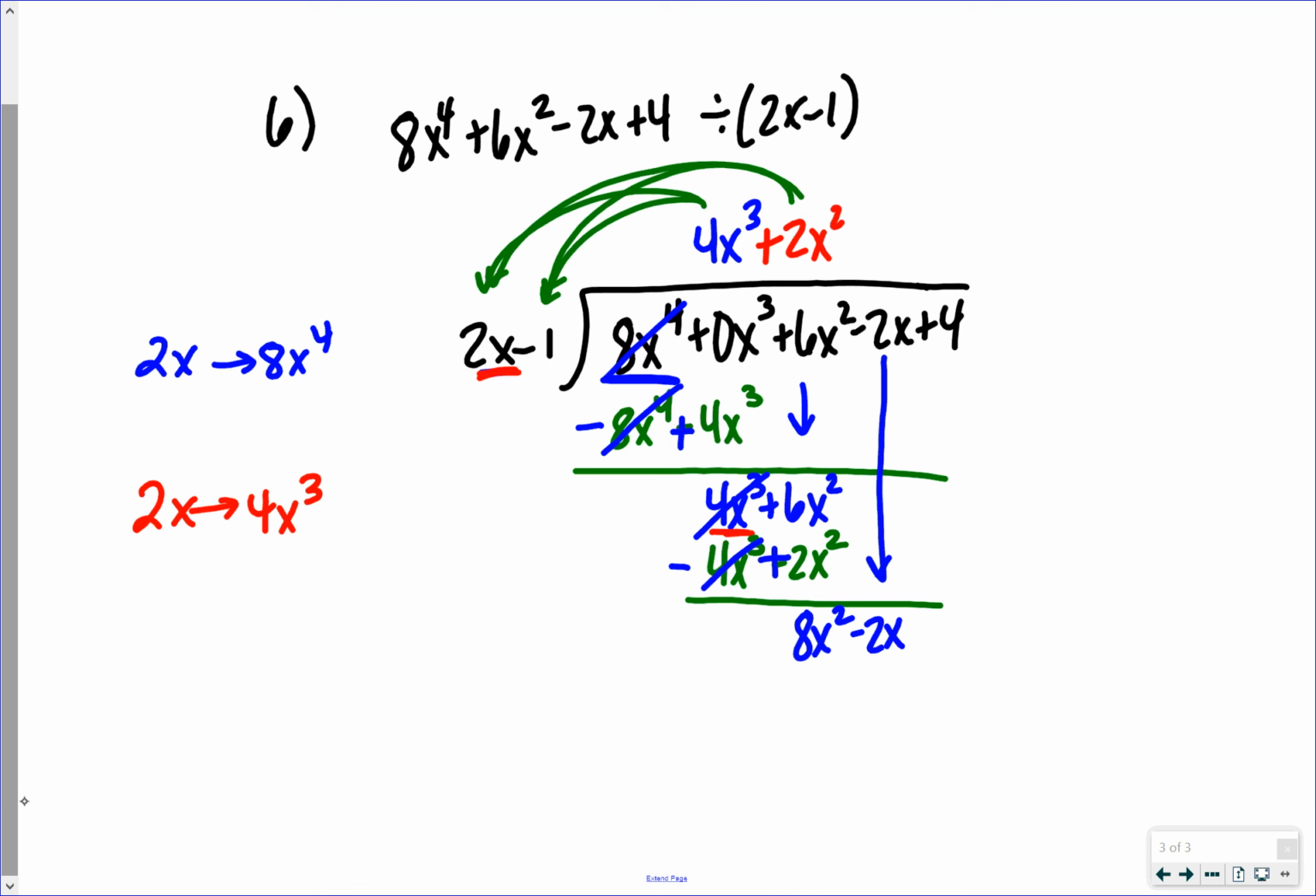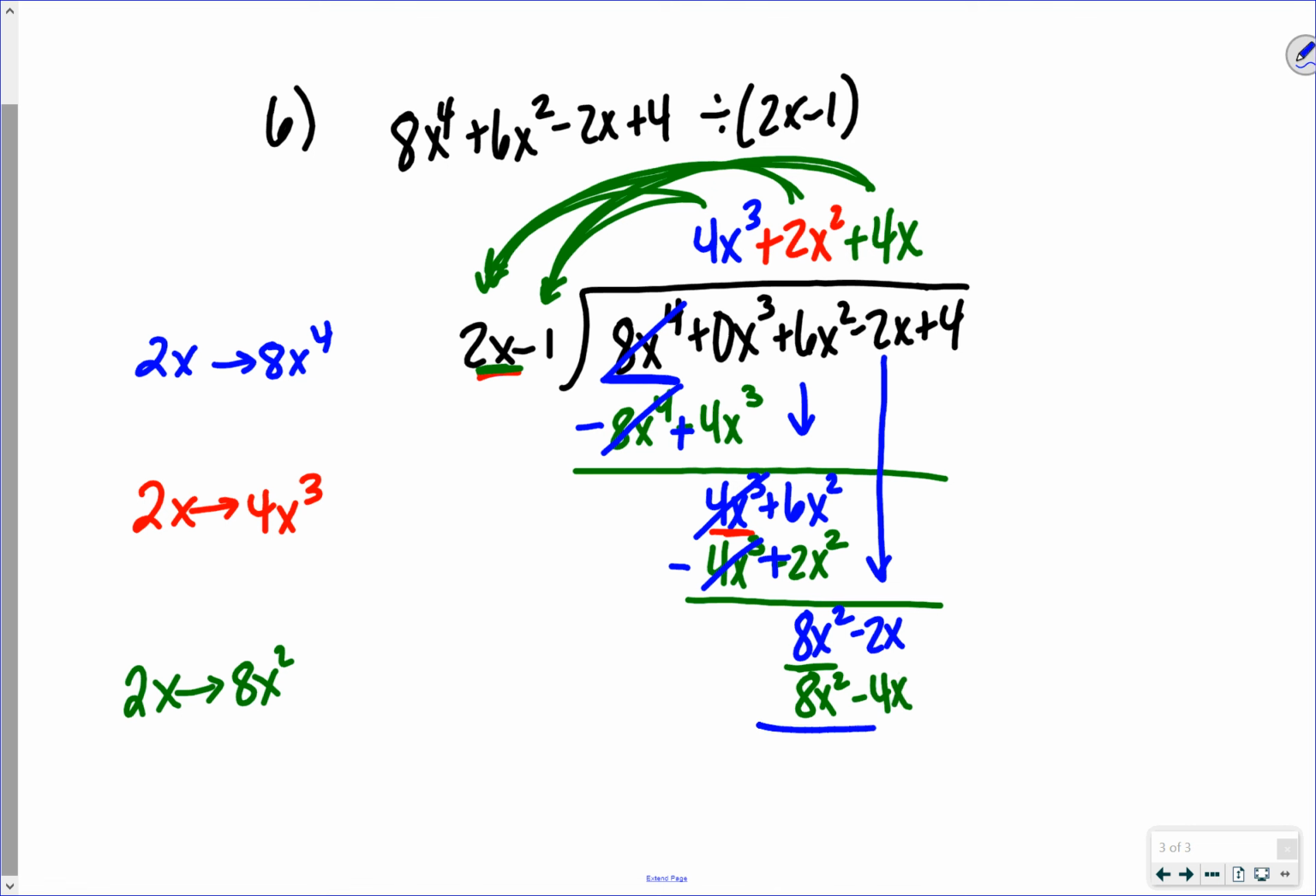Same thing. Now I'm going to figure out what do I need to multiply 2x by to become 8x squared. I need a 4. And I need one more x. 4x times 2x gets me an 8x squared. 4x times negative 1 is a minus 4x. Operation straight down is subtraction. Minus and minus minus becomes a plus. 8x squared minus 8x squared is 0. Negative 2x plus 4x is 2x.